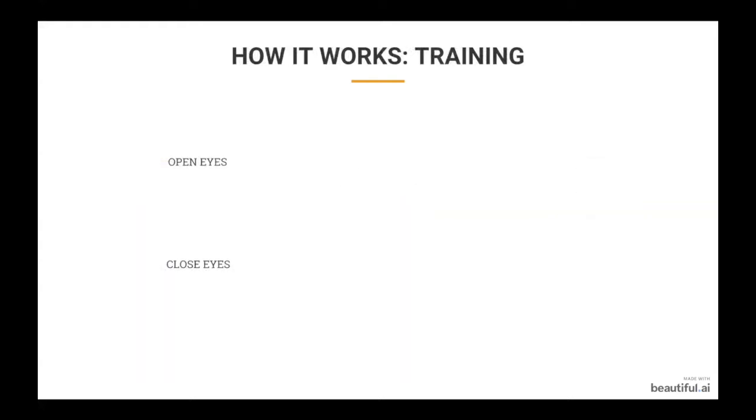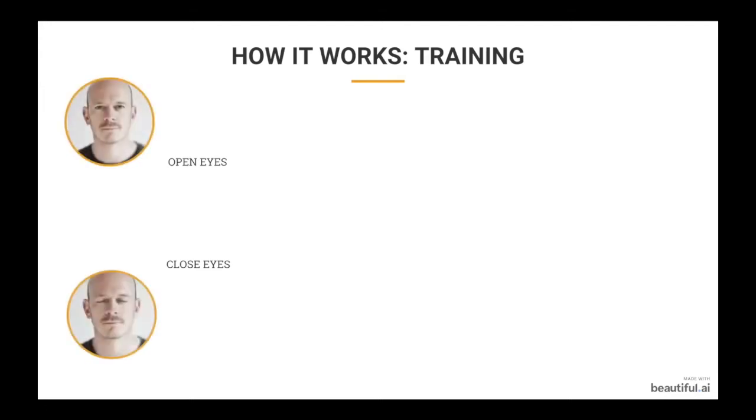So going a little bit deeper, we'll talk about how it works. First of all, let me talk about how we do the classification. We need a model to classify if it's an open eye or a closed eye. So what we do is we take a lot of data sets of basically two classes: one is data sets of open eye people and the other is data sets of closed eye people.